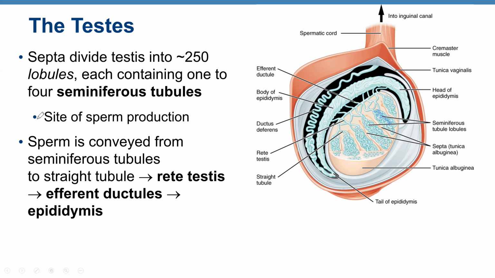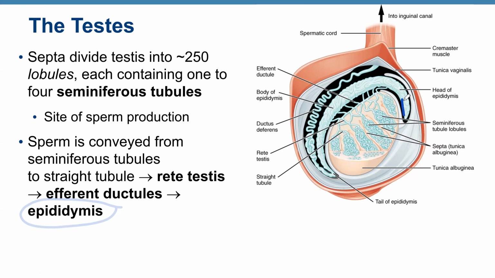They are the site of sperm production. So sperm is produced inside seminiferous tubules. From seminiferous tubules, sperm will move to straight tubules. So you can see kind of like straight over here. Then rete testes, which are a network of tubes. Then efferent ductules that is right there. Efferent ductules, and then epididymis.